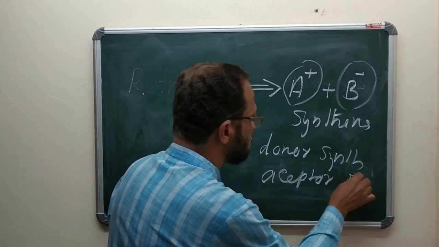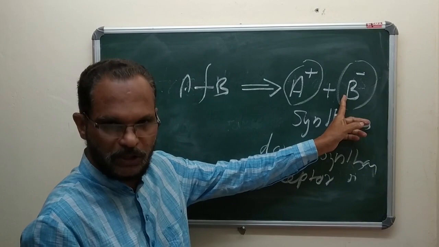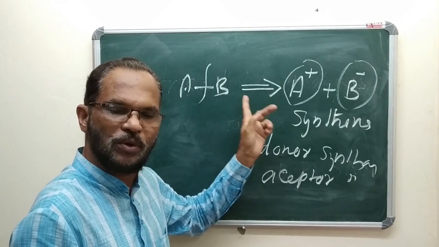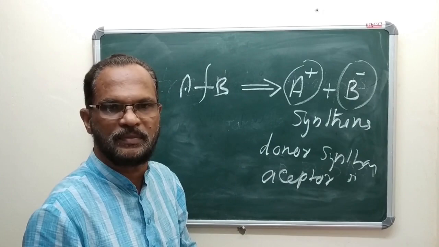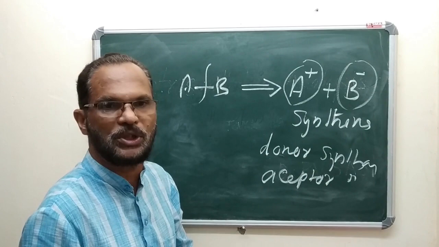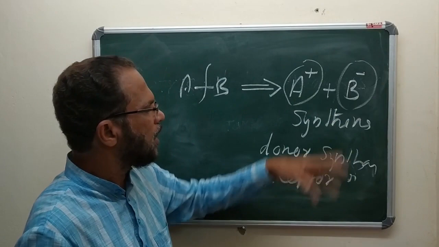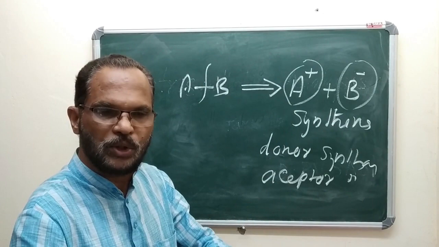What is a donor synthon? A donor synthon carries a negative charge which can donate a pair of electrons. So all species formed from the disconnection of a bond that carry a negative charge which can donate an electron pair are called donor synthons, while the other one is called an acceptor synthon, which is able to accept a pair of electrons. So the synthons are idealized fragments formed by the heterolytic disconnection of a chemical bond.